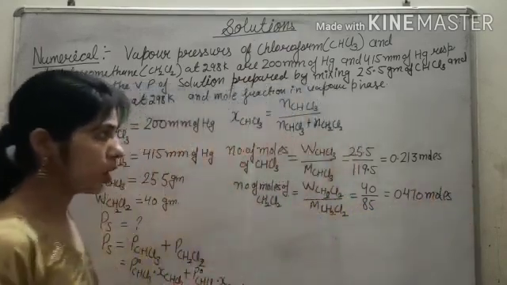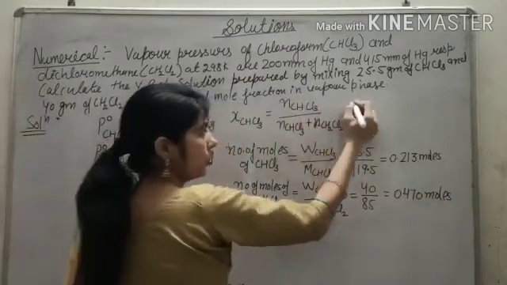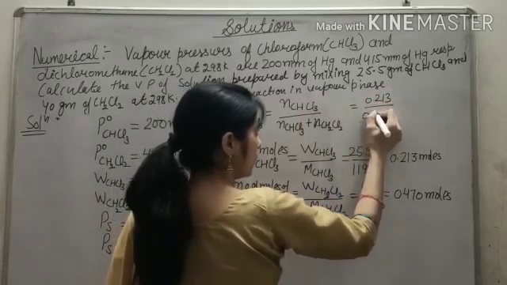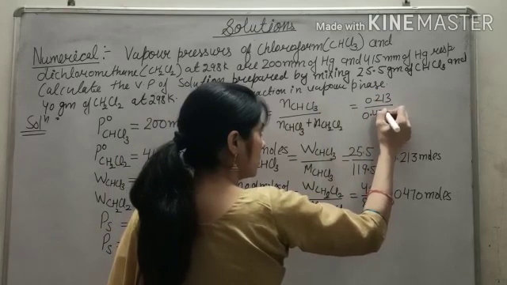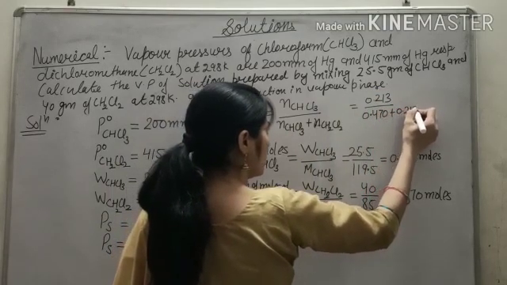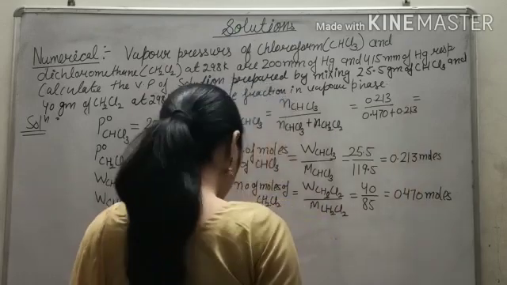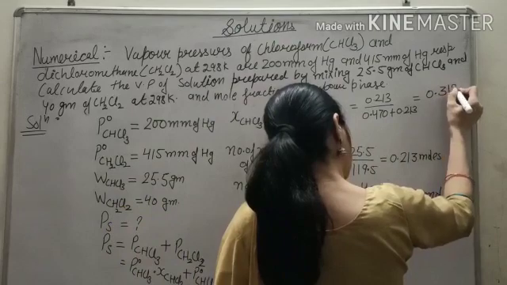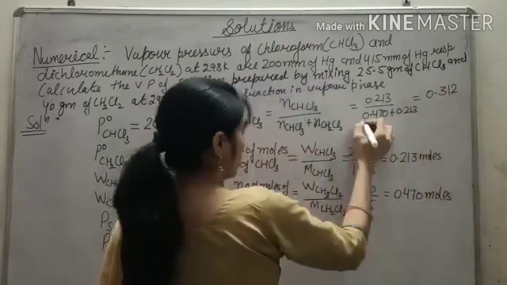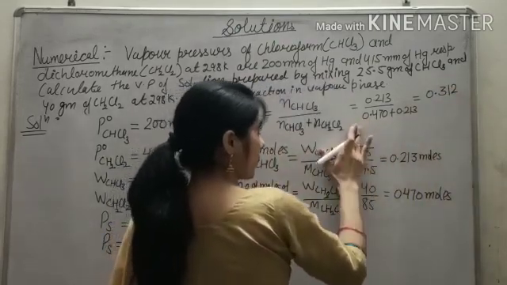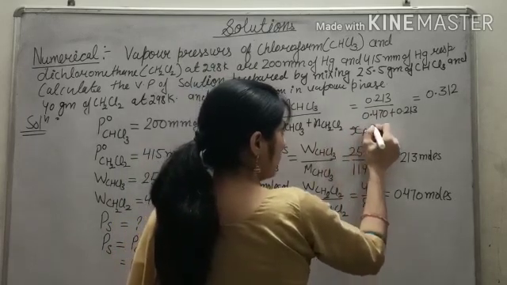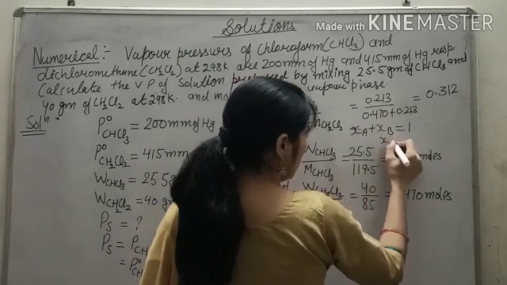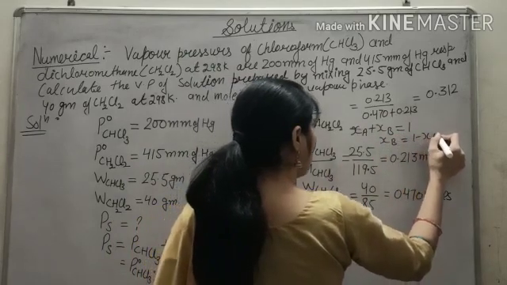Okay students, now put these values in this formula: 0.213 divided by 0.470 plus 0.213, and it is equal to 0.312. And as you know students, XA plus XB is equal to 1. So XB is also equal to 1 minus XA.